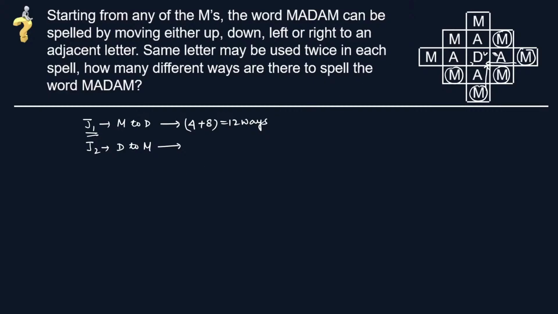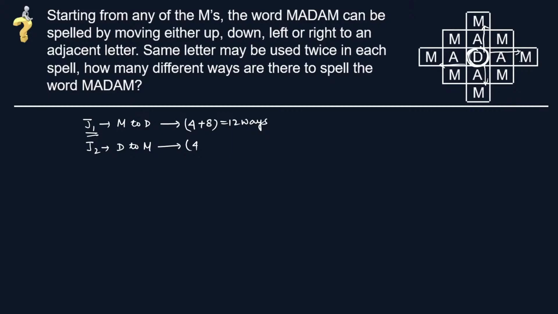Let me just erase this. Now look at it carefully. We are now at this D. At this position we are now. Now, in how many different ways can you reach M? Let us consider that. First, we can go by this path, or by this path, or this, or this. So there are 4 ways to reach from this D to these extreme M's.